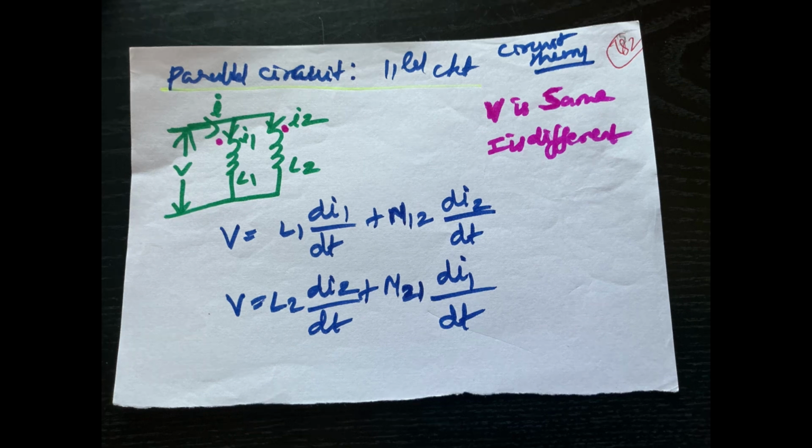v1(t) is L1 di1 divided by dt plus M12 di2 divided by dt. V is L2 di2 divided by dt plus M21 di1 divided by dt. The plus sign on M12 and M21 is because the mutual inductance supports the self-inductance. So put a plus sign.